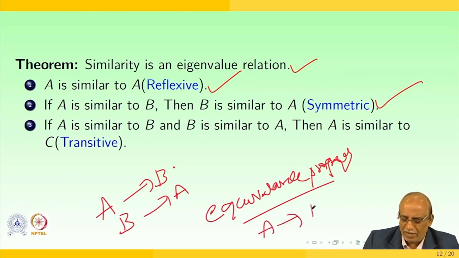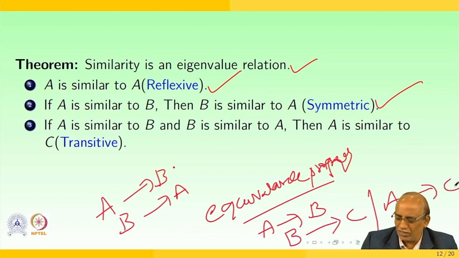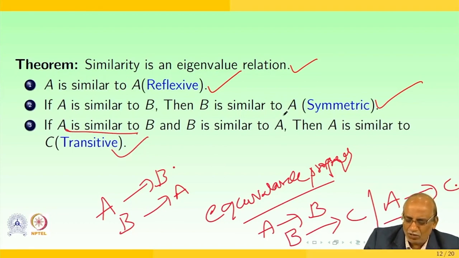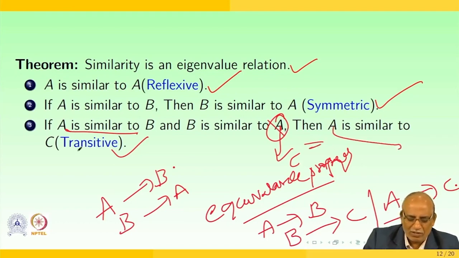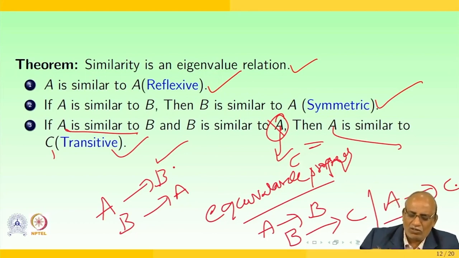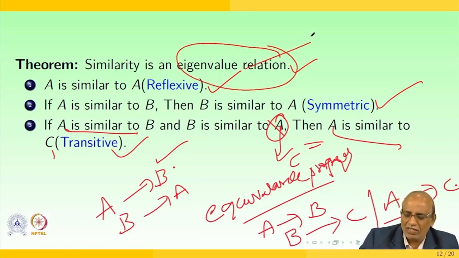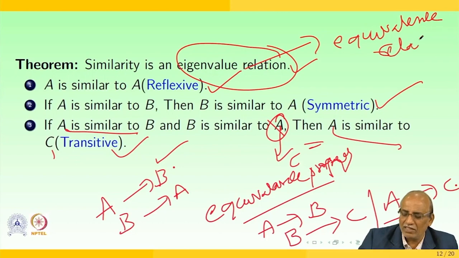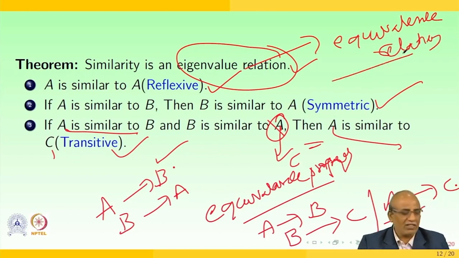And if A is similar to B, and B is similar to C, then A is similar to C. This is called the transitive property. So, similarity is an equivalence relation. Sometimes we call it an equivalence relation.